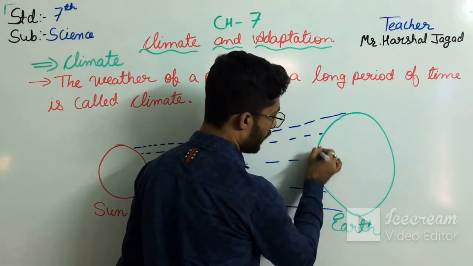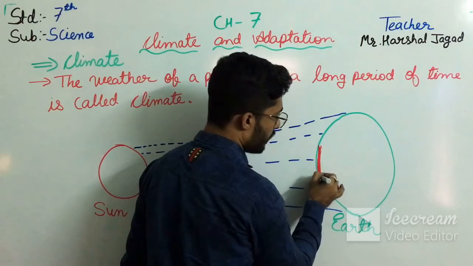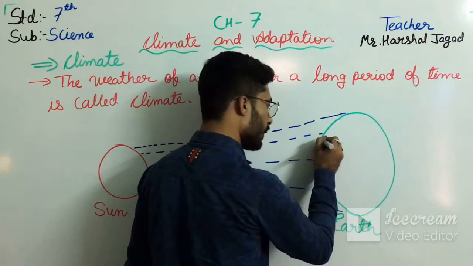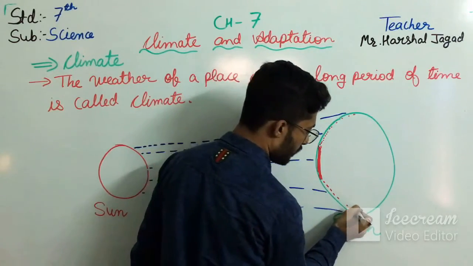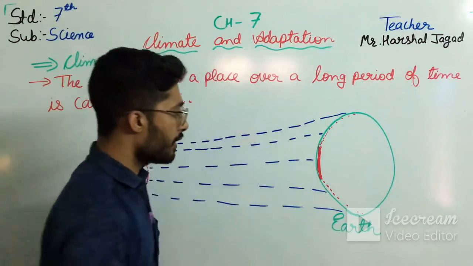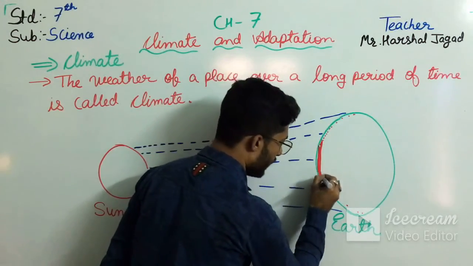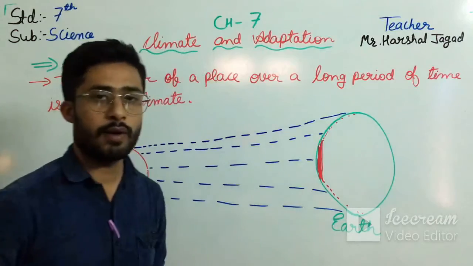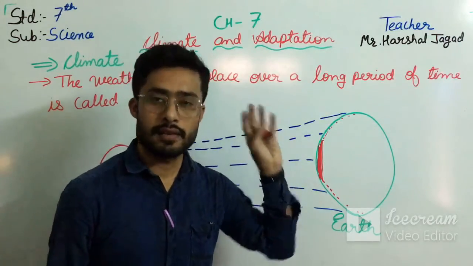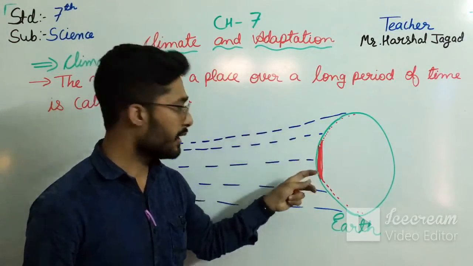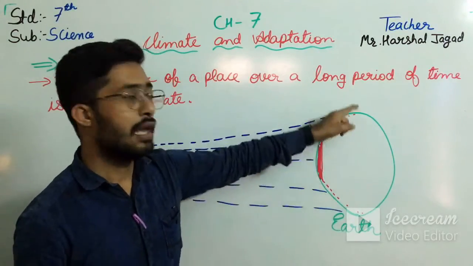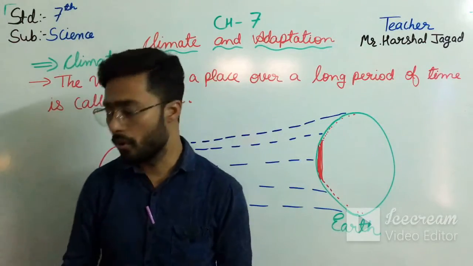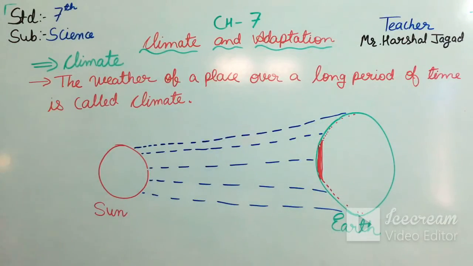Okay, see here I am just drawing like this so you can understand. Here the heat will be more, and then after it will be like this. Okay, in this much area the heat will be more. Why? Because it is direct to the sun. So here the temperature will be high, and here it will be the lowest. Okay, students, see here. Let us read that.